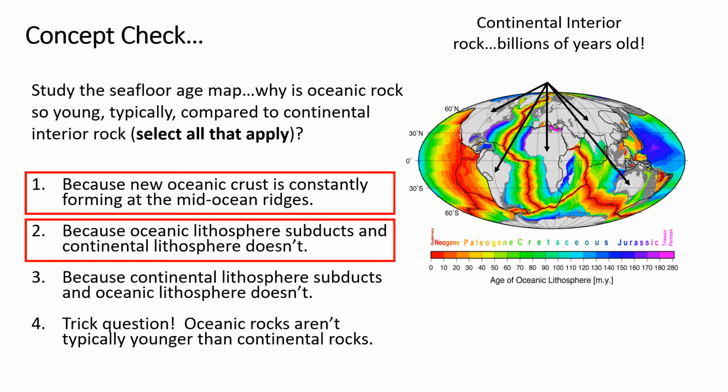So there we go. There are really two reasons why oceanic rock is much younger than continental rock. Number one, new oceanic rock is constantly forming at the mid-ocean ridges. So that keeps the rock young, as it were. But just as importantly, older oceanic rock is being subducted and recycled into Earth's interior, whereas you might remember from the chapter on plate tectonic theory that continental rock in general is too buoyant to subduct. So once it forms, it pretty much hangs around for much longer periods of time, geologically speaking.